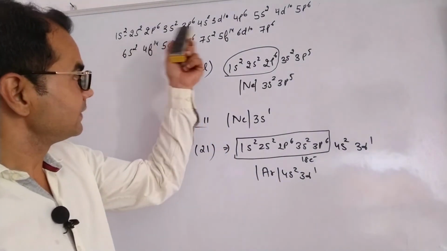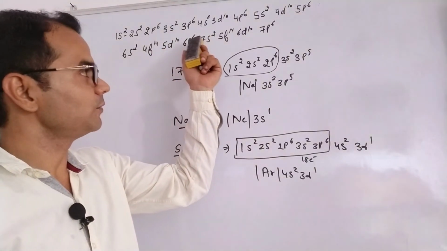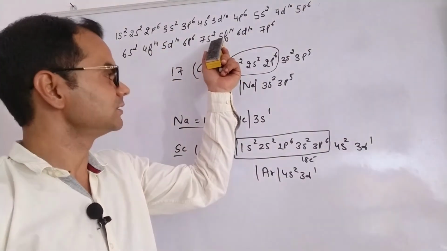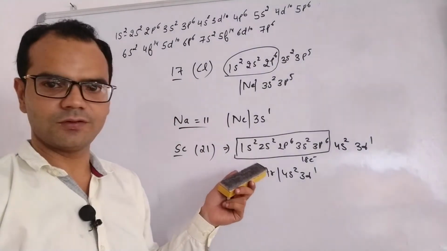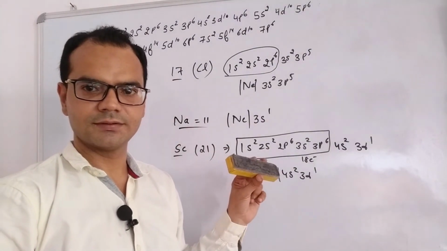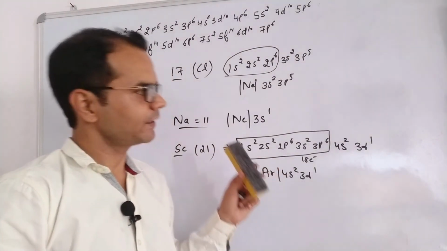So if you know the correct sequence of atomic orbitals in their increasing energy, then you can simply write the electronic configuration of elements. Clear? You can practice at home.